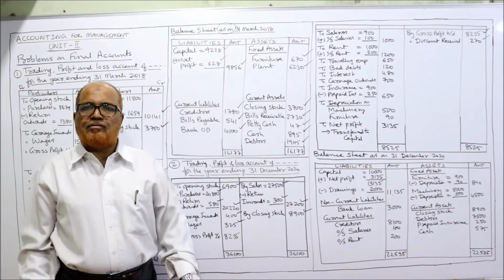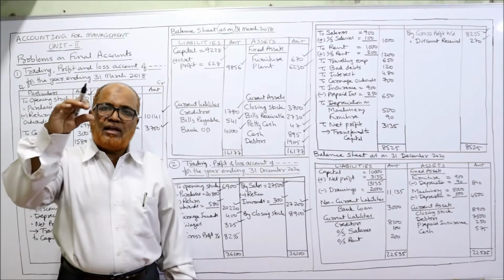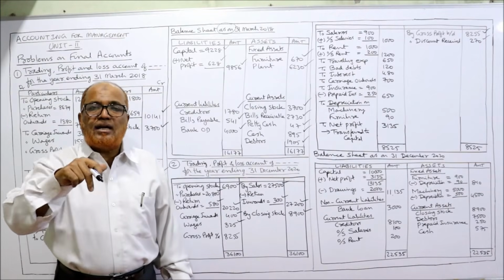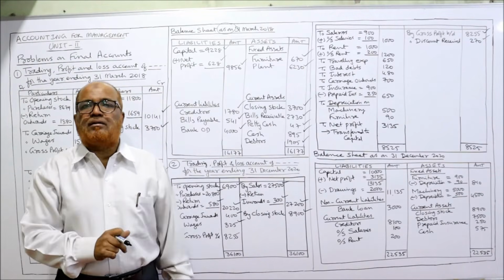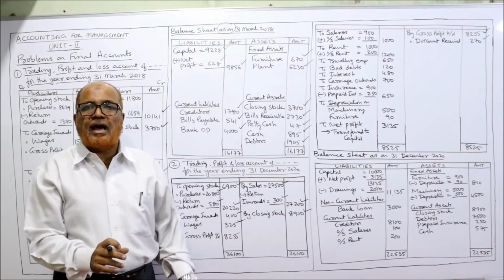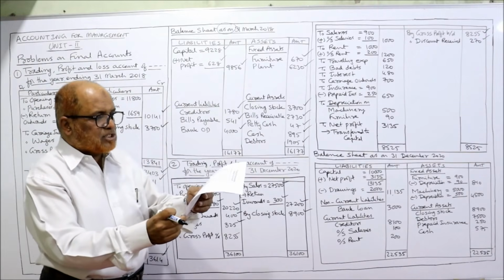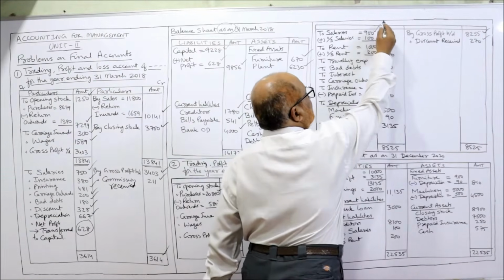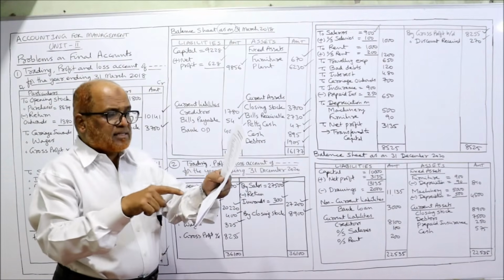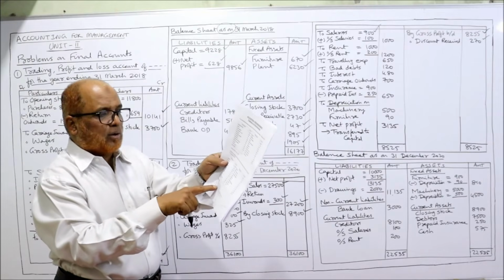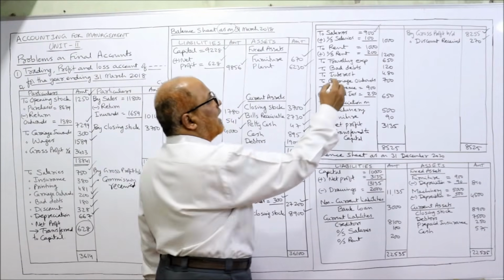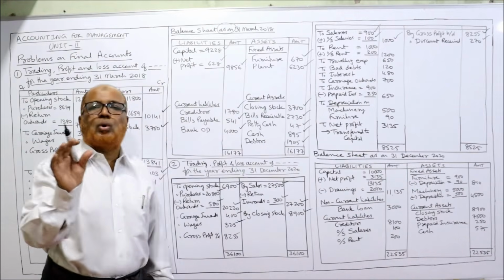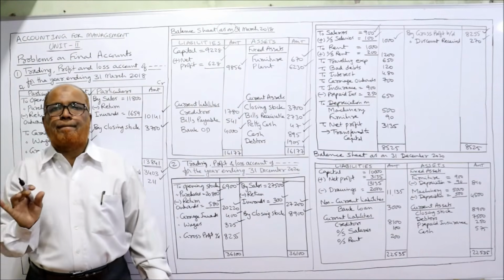Normally we begin with salaries. Salaries are given in the trial balance, that is salary paid, and outstanding salary is given in the adjustment, so outstanding salary will be added. How much of the salary is paid? It is given 900. So here salary is 900. Outstanding salary is given in the third adjustment: outstanding salary 100. So we add up 900 plus 100. 1,000 is the total salary for the year.